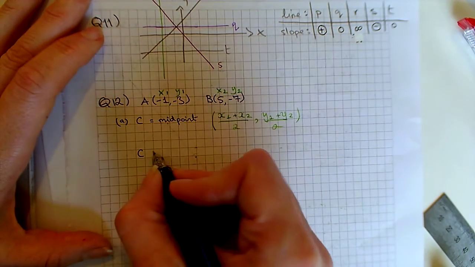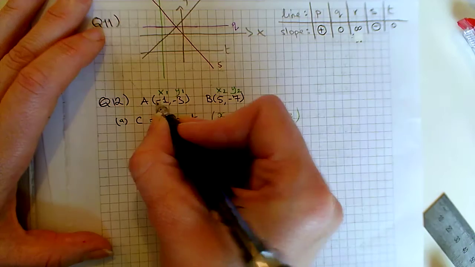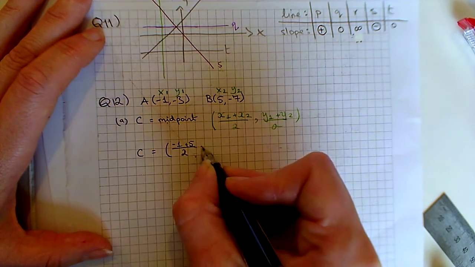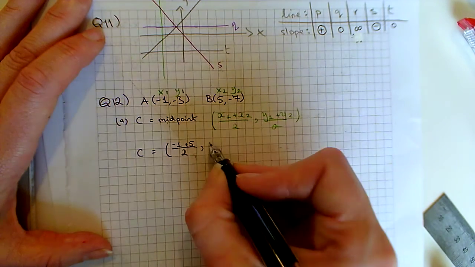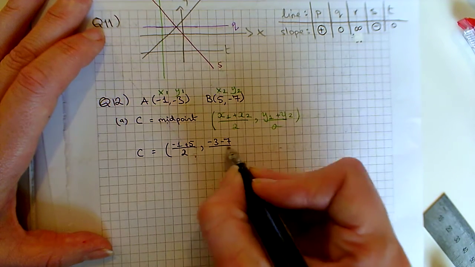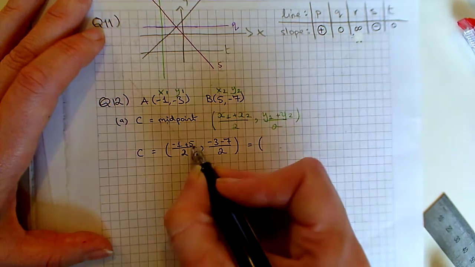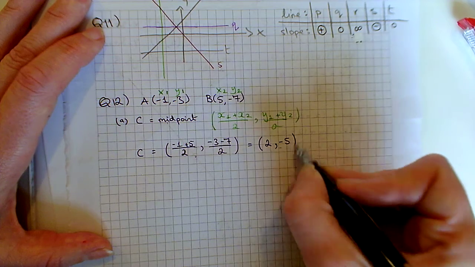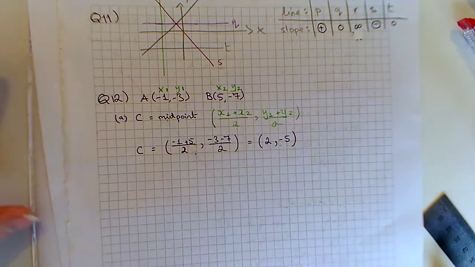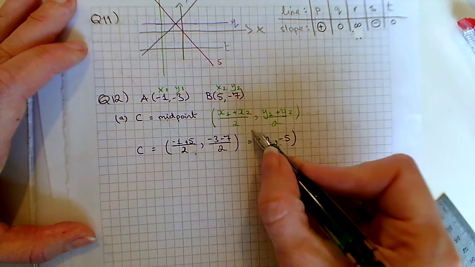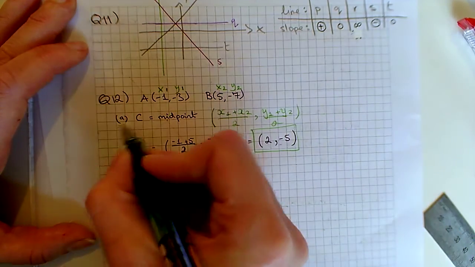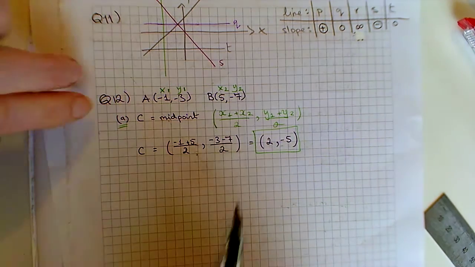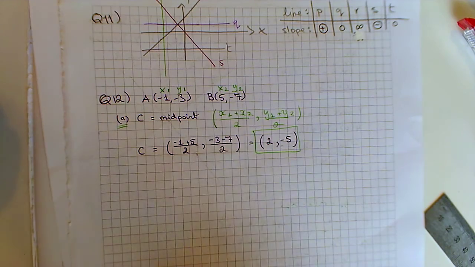So my midpoint then, C, is going to be (-1 + 5) divided by 2, and (-3 + 7) divided by 2, which will give me 4 over 2 is 2, and -10 over 2 is -5. So that was the answer to part A. The midpoint, or C, is (2, -5). I would hope that everyone in the class should be able to use the midpoint formula.